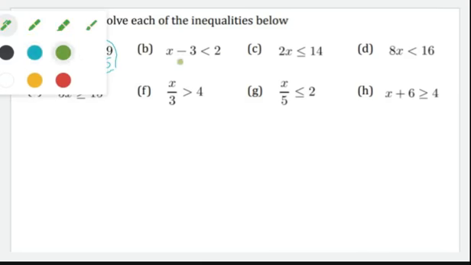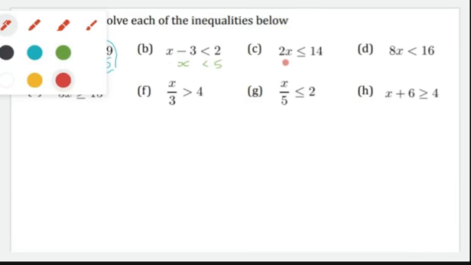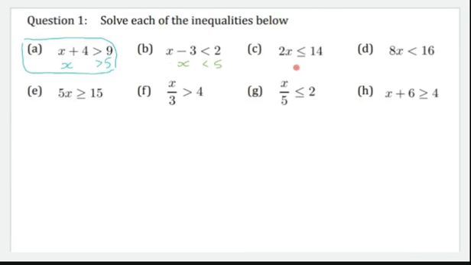What about the second one? You add 3 on both sides, and that's x. X is smaller than 5. Yep. Very good. X is less than 5. Second one done. Third one. Divided them both by 2. Yep. So we get that x is less than or equal to 7. Yep. Very good.